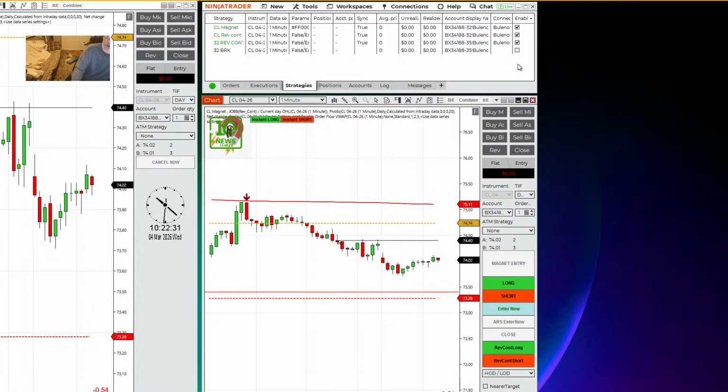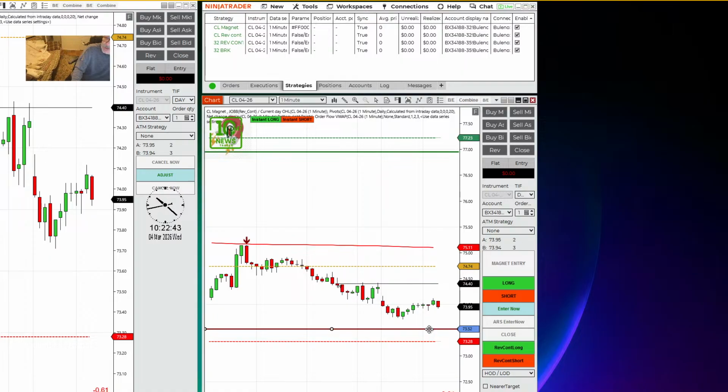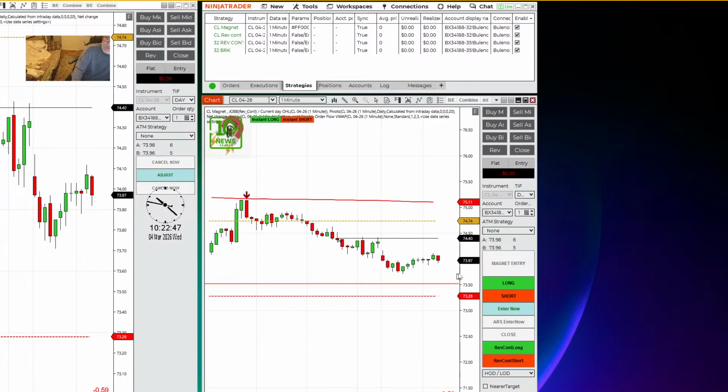We turned on our magnet, right? I don't think we're going to get to the high. I really don't. But I think there's a real possibility we get to the low here. And I will let the low fill.